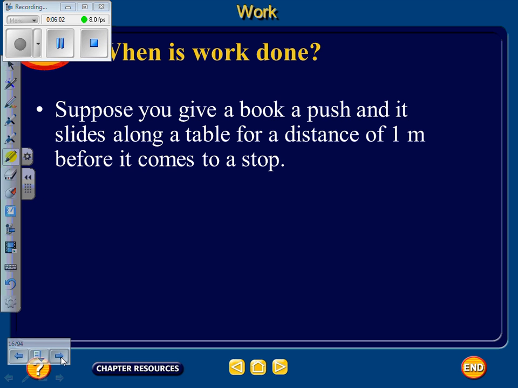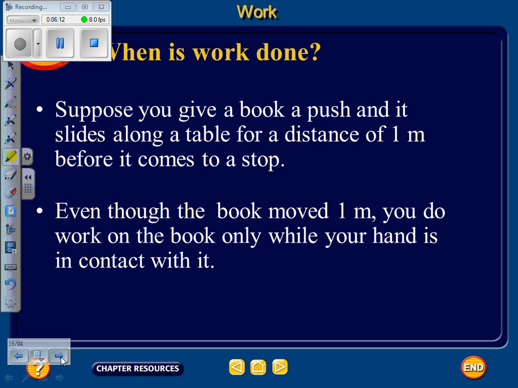Suppose you give a book a push and it slides along a table for a distance of 1 meter before it comes to a stop. Even though the book moved 1 meter, you do work on the book only while your hand is in contact with it.